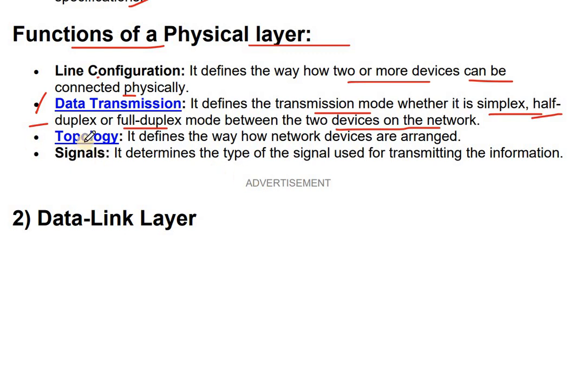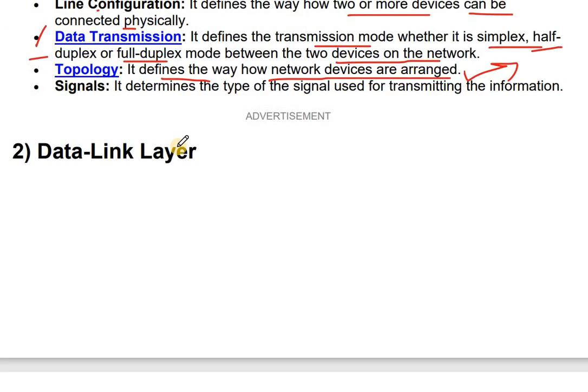Topology defines the way network devices are arranged, like in a ring arrangement or a bus arrangement. So there are many methods to define a network structure. Another is signal: it determines the type of signal used for transmitting the information.